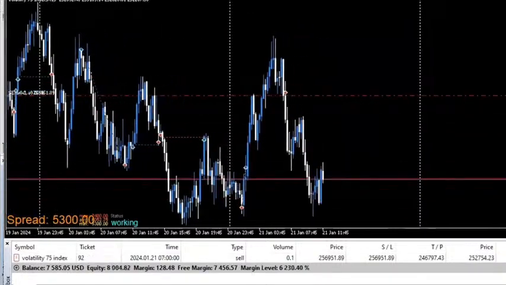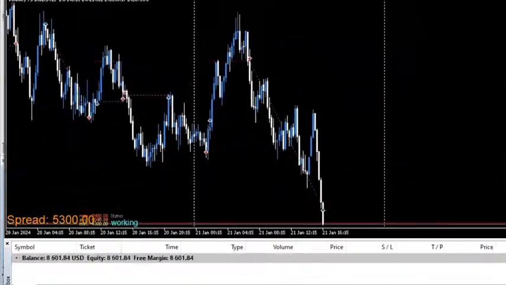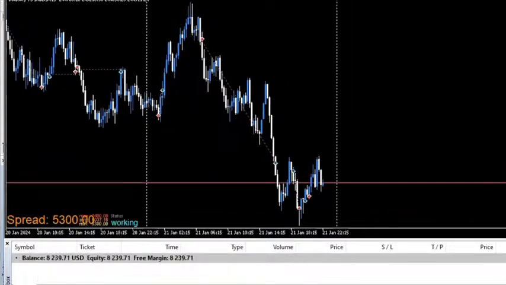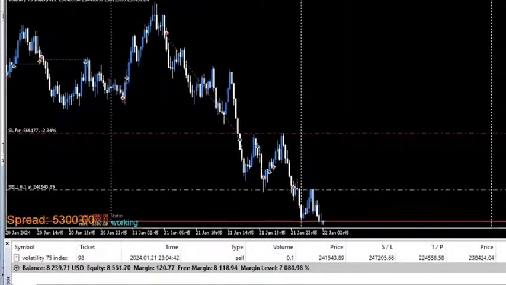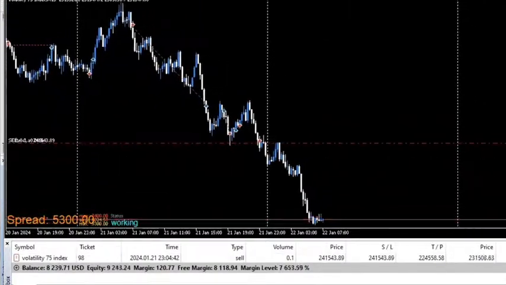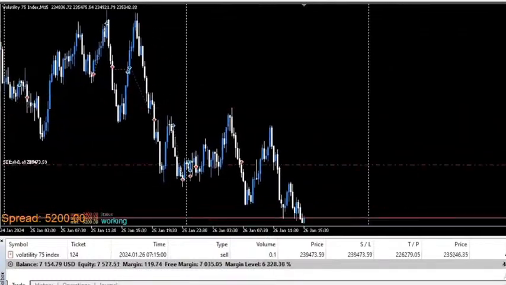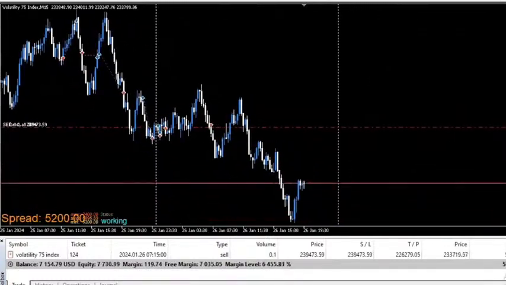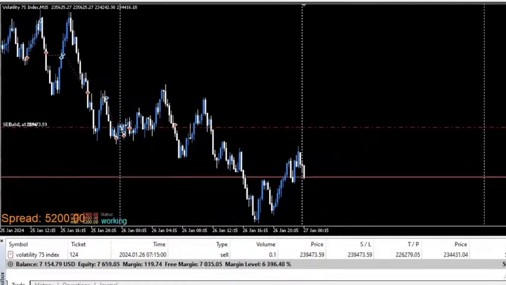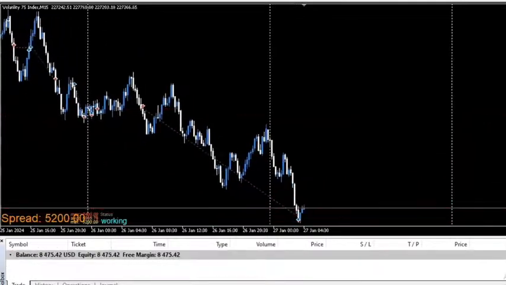Also, your lot size, you can adjust it according to your account size and according to your risk tolerance. Okay, some people like to risk much, some people like to risk small. So because of that, we have made the provision where you can easily adjust the lot size and tell the robot what to be taking and what to be risking. All right, that's how this works.